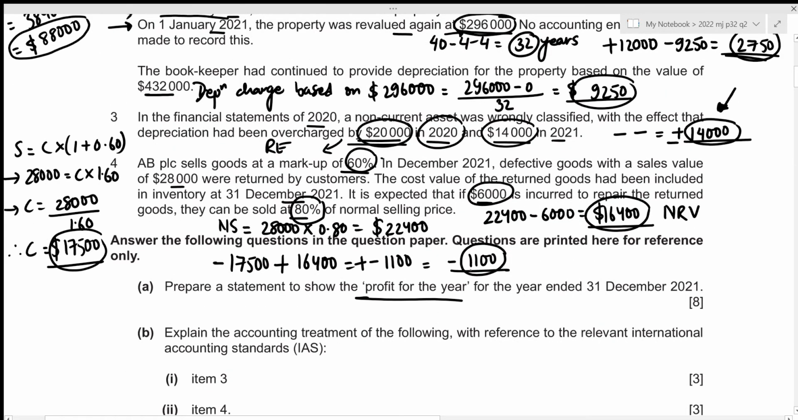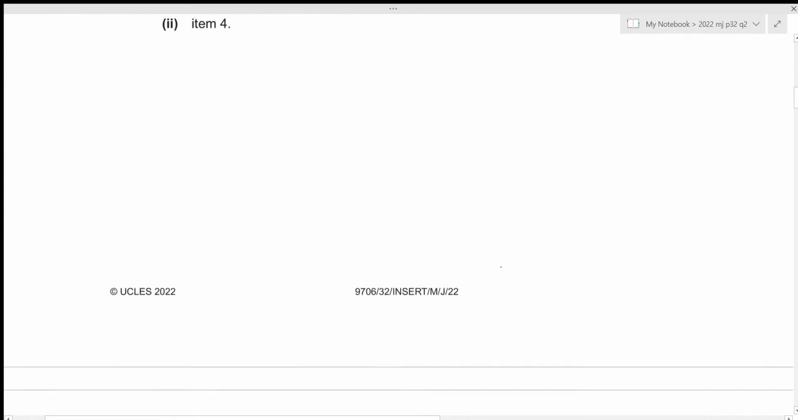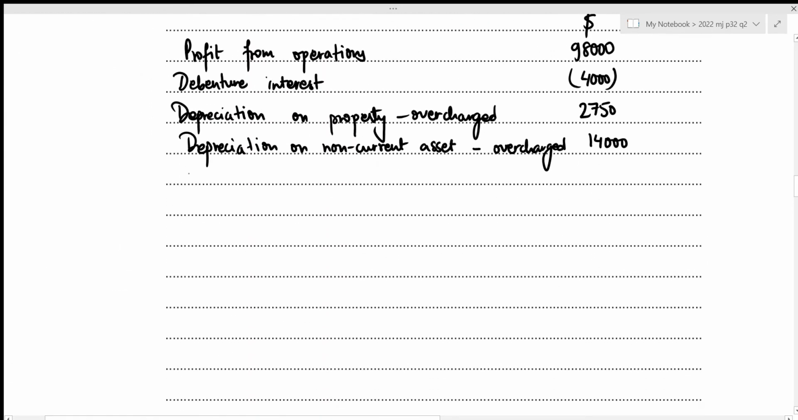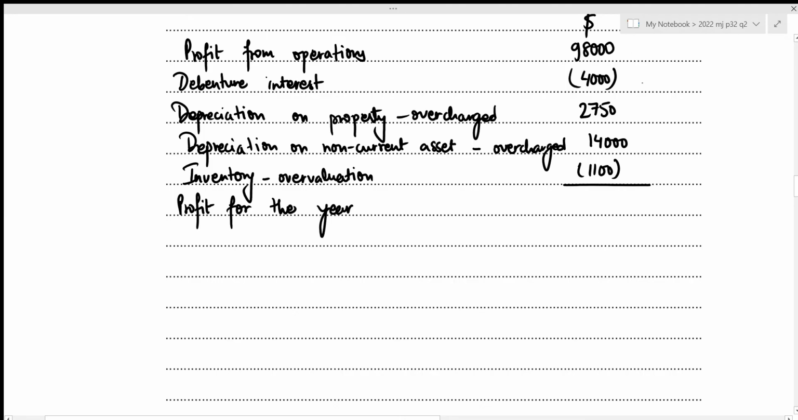Then the last one we have is of inventory, and in order to rectify this, we have already figured out that we should be subtracting this amount of 1,100. Let's write it down. So this is again inventory, and this is of overvaluation. We should be subtracting this amount of 1,100. Now we can easily figure out our profit for the year. That is just going to be the sum of these 5 amounts. So that's 98,000 minus 4,000 plus 2,750 plus 14,000 minus 1,100, which results in the amount of 109,650. This concludes the first part. We can now move towards the second one.